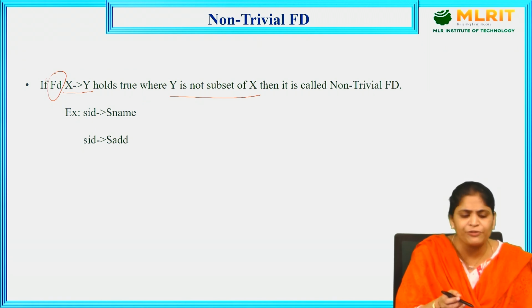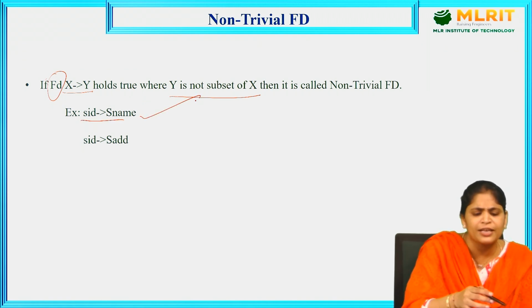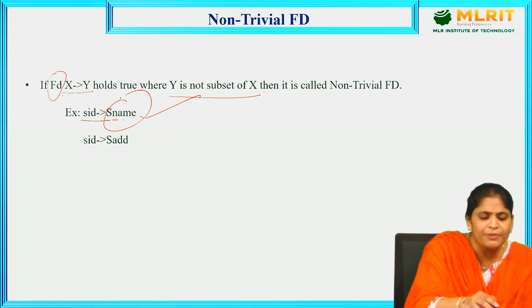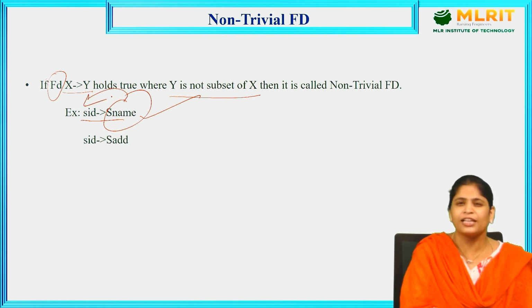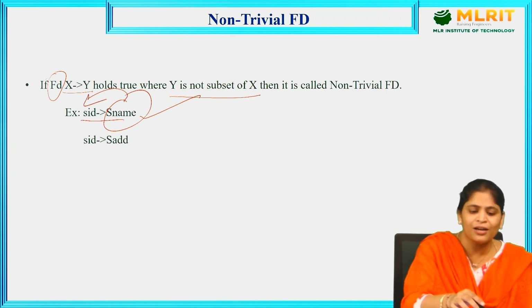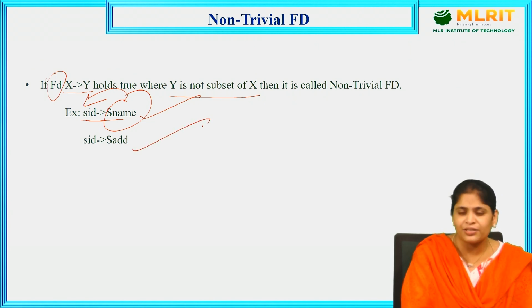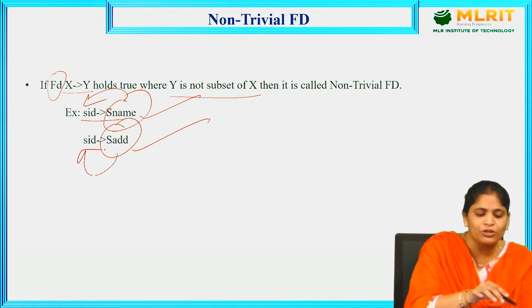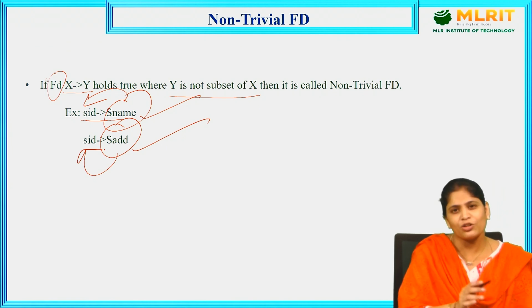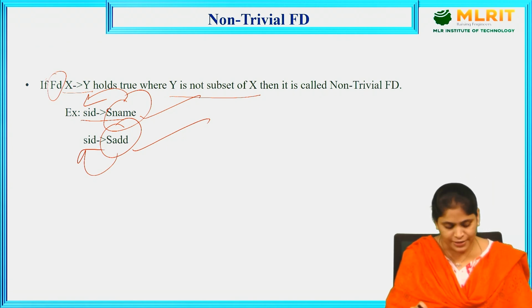What is the example for that? If SID derives SName, here SName is not a subset of SID, the left hand side part. It is a non-trivial functional dependency. Similarly, SID derives SAddress. SAddress is not a subset of the left hand side part. So it is a non-trivial functional dependency.